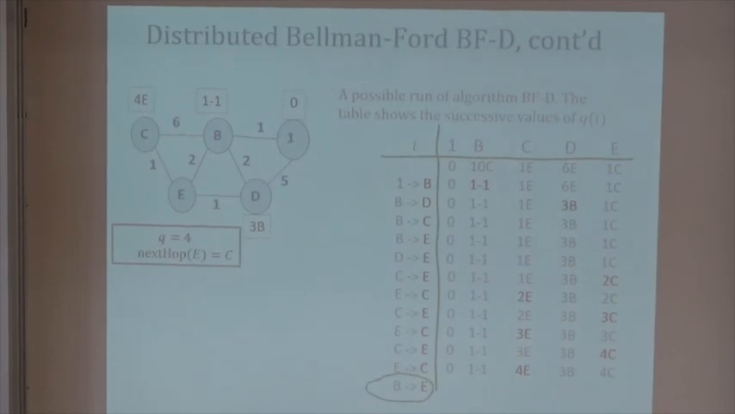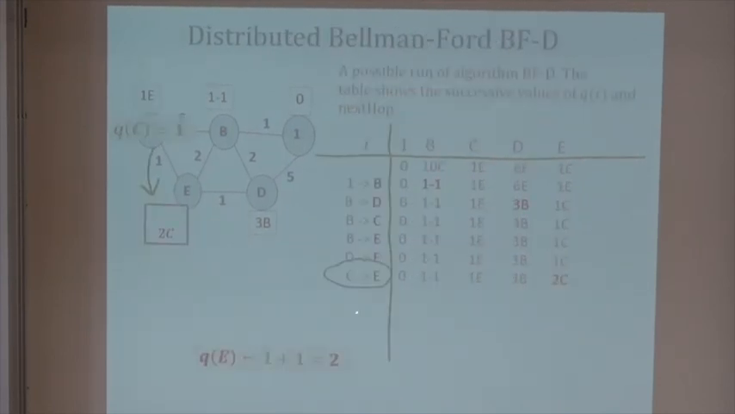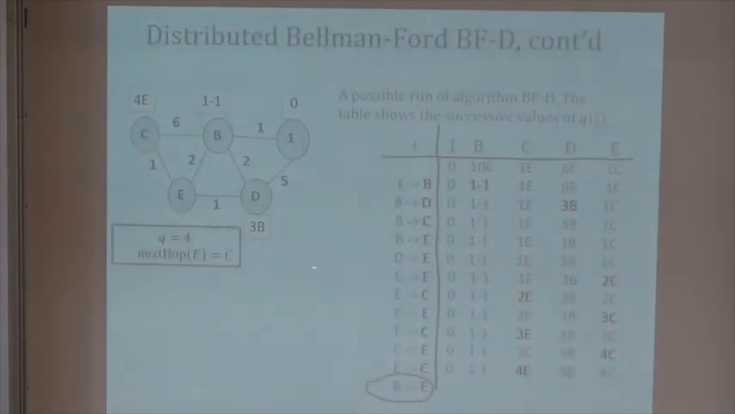Sooner or later, sorry, at a distance of 2, yes. So where were we? We were C sending to E. So as a result, E will send information.